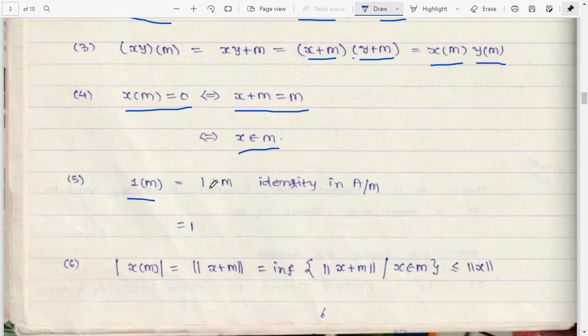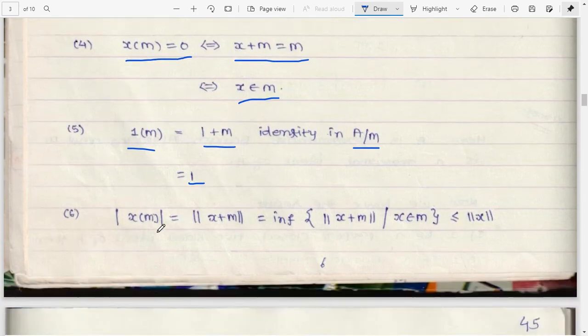Fifth, 1(m) is equal to 1 plus m. This is the identity in the quotient by m, and this is equal to 1. Modulus of x(m) is equal to norm of x plus m, which is the infimum of norm of x plus m such that m belongs to M, and this is less than or equal to norm x.